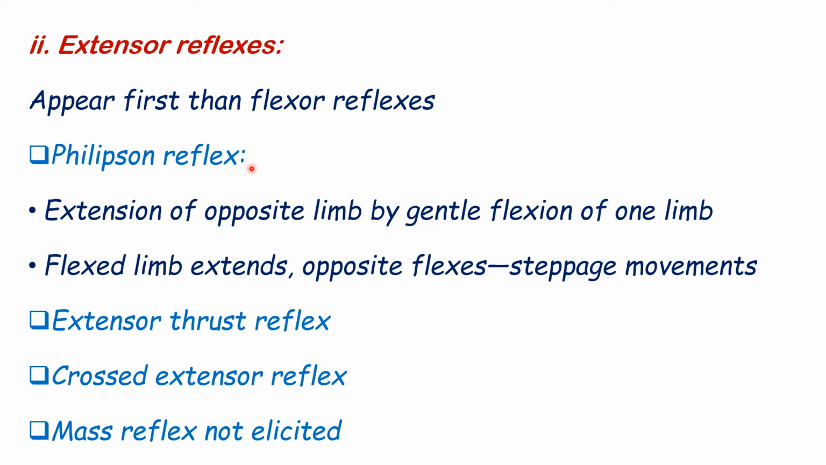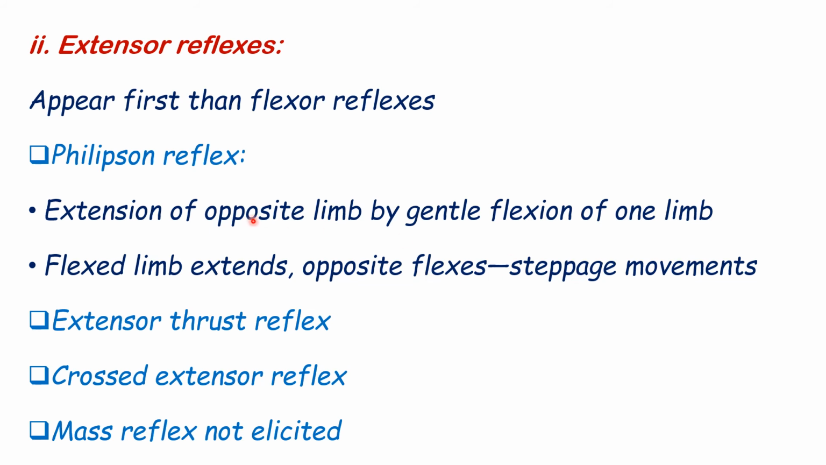A very interesting reflex is the Philippson reflex. I'll not go into detail; if you remember, it's okay, and if you don't remember, it's again okay. Extension of the opposite limb occurs by gentle flexion of one limb. You gently flex one limb, the opposite limb goes into extension, and then the flexed limb starts extending and the opposite flexes. This goes on alternately.